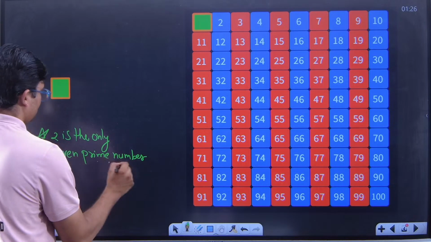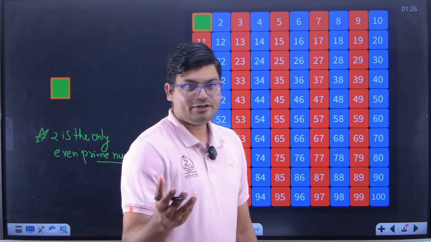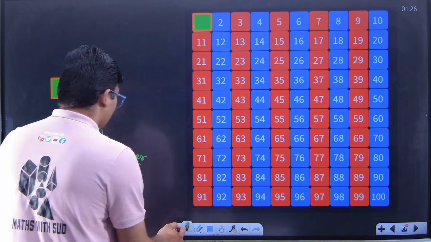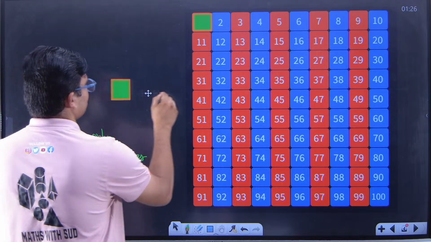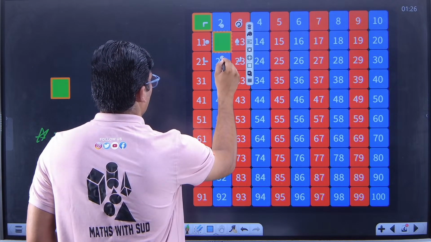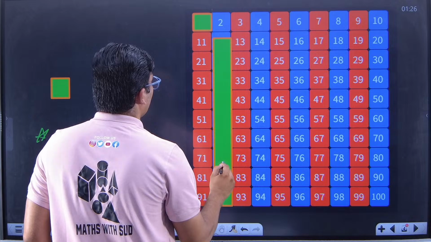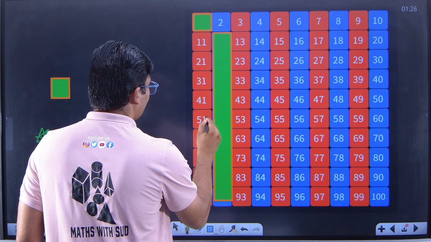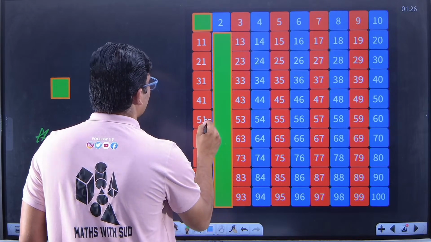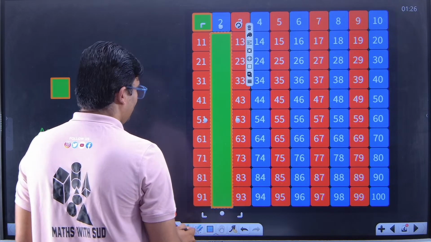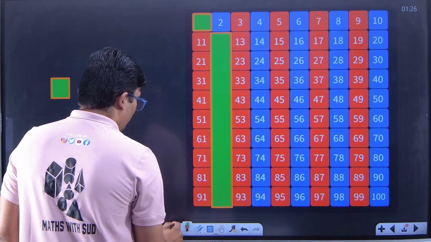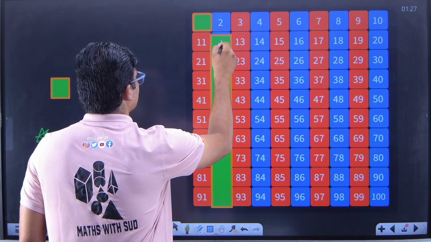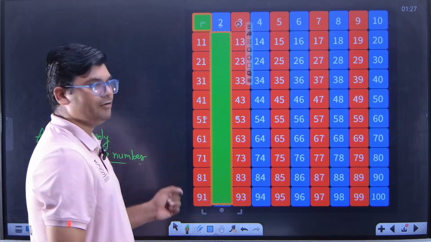All other even numbers except 2 can be divided by 2. So what we are going to do is hide all those numbers which are above 2 and divisible by 2. They don't need any other number. Only 2 is required to divide them. They can be divided by other numbers as well, but as far as 2 is concerned, 2 can divide all those numbers. So I want you to cancel all these numbers. In the meantime, you have written all these numbers, so please cancel all these numbers which can be divided by 2.